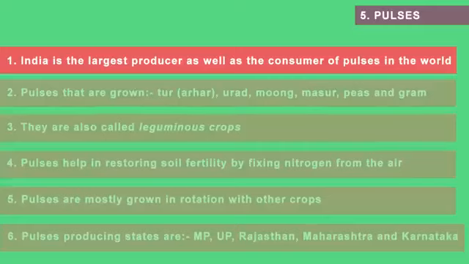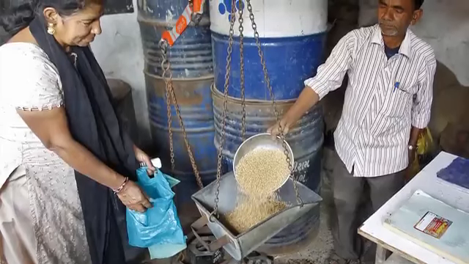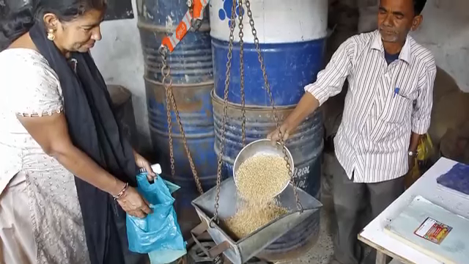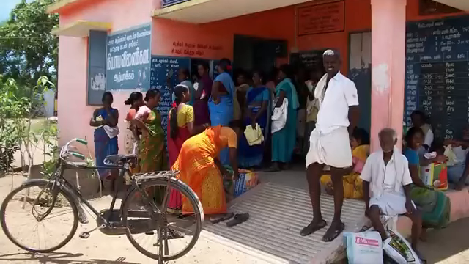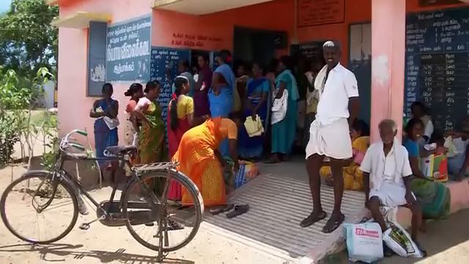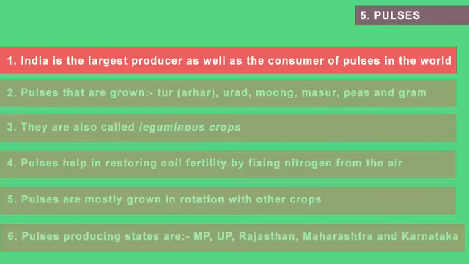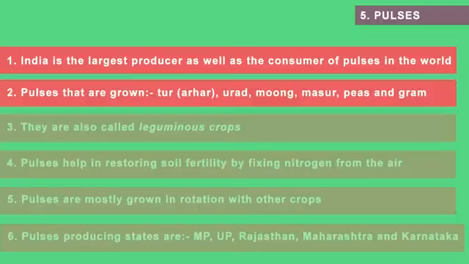Now the next type of crop is pulses. India is the largest producer as well as the consumer of pulses in the world. And also the government of India gives a huge quantity of pulses as a subsidy through the public distribution system to the people of India in meeting the minimum requirement of protein for a person. So pulses are the major sources of protein. Some of the pulses that we grow in India are tur, urad, moong, masoor, peas, and gram.